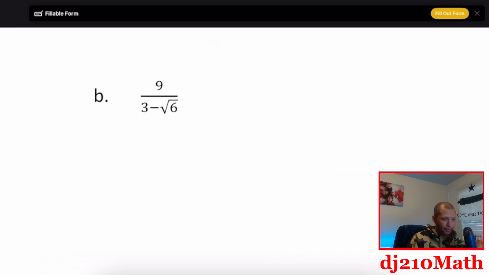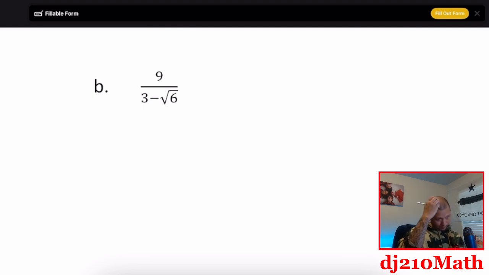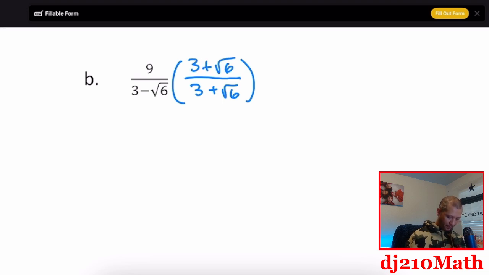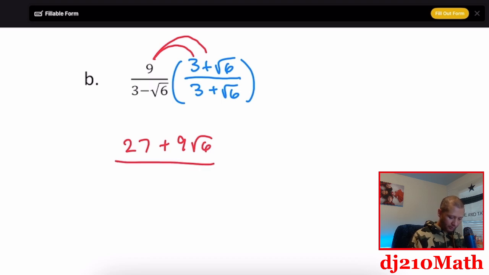B. Again, there's a number and a square root in the bottom. So I'm going to multiply by the conjugate. 3 plus root 6, top and bottom. Distributing 9 times 3, 27. 9 times root 6, just put the 9 in front. All over 3 times 3, that's 9.